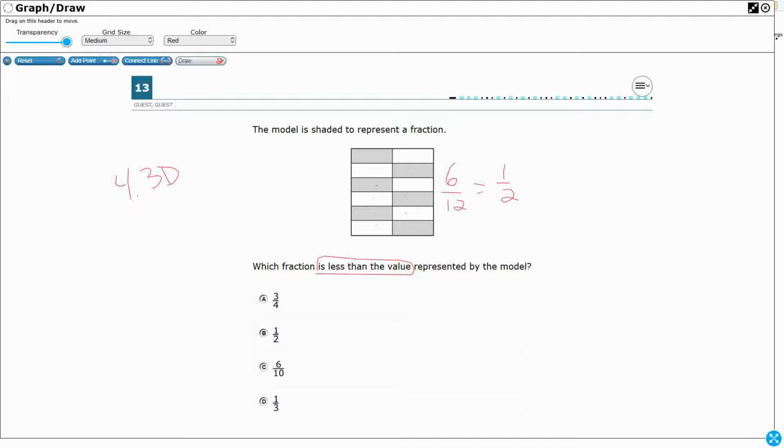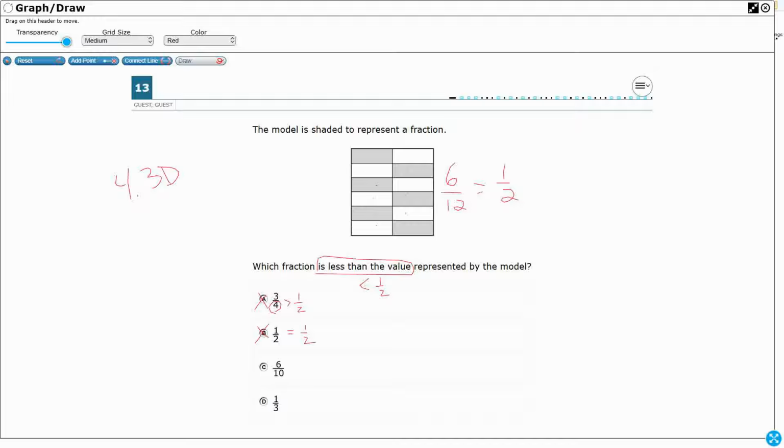Well, I don't even necessarily need to find equivalent fractions and have the same denominator to do this, because I can easily tell if a number is equal to, less than, or more than a half by the relationship between the numerator and the denominator. Half of 4 is 2, and 3 is greater than that. So 3/4 is greater than 1/2. It's not what I want. I want less than 1/2. 1/2 is equal to 1/2. I don't want that.